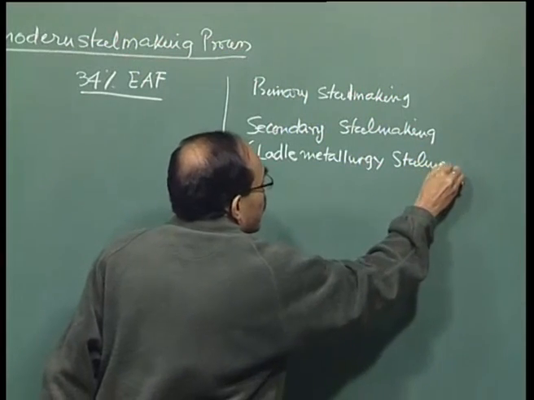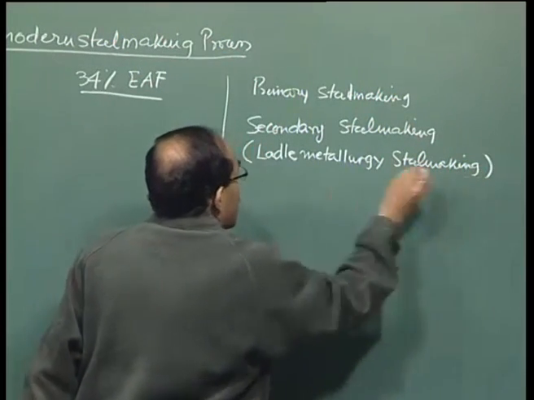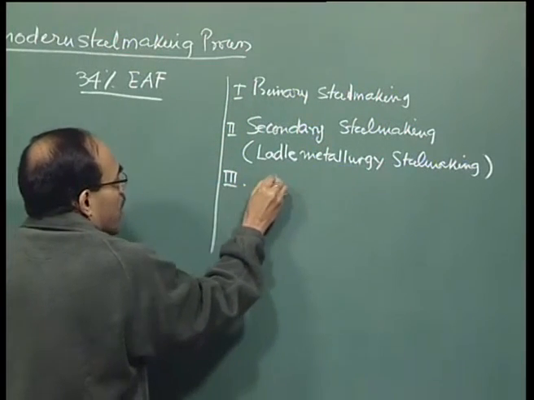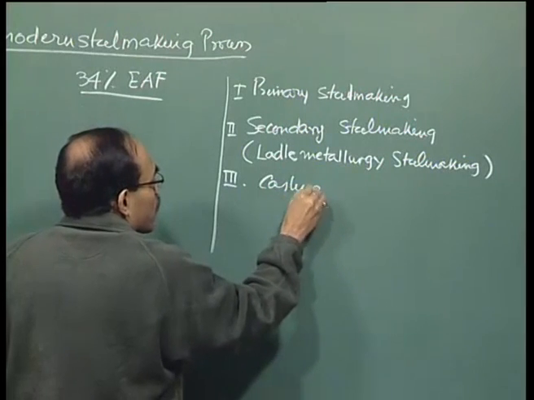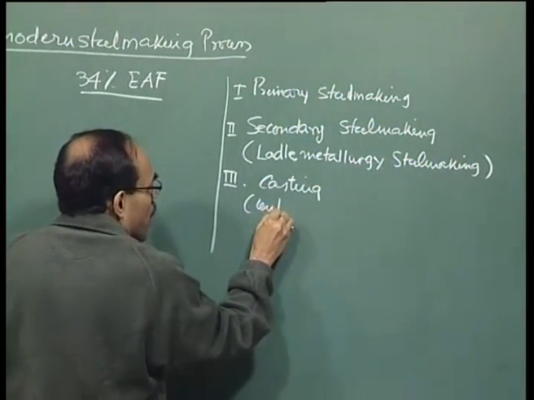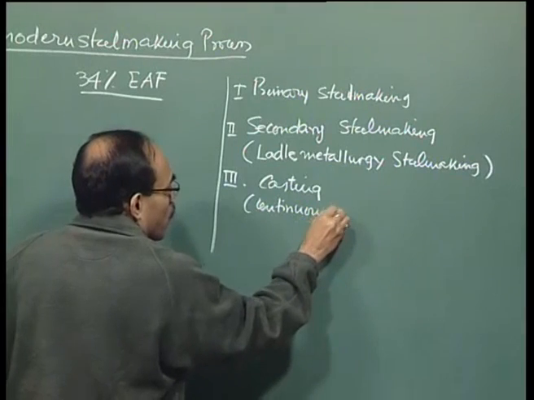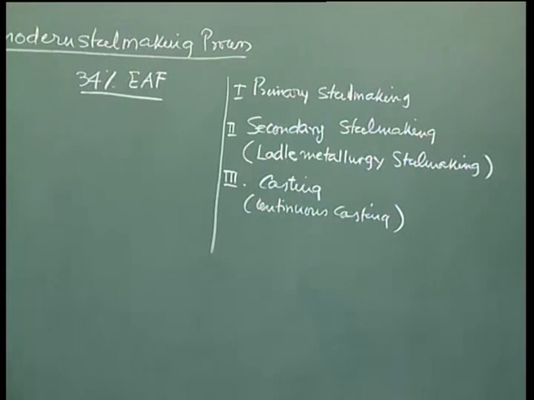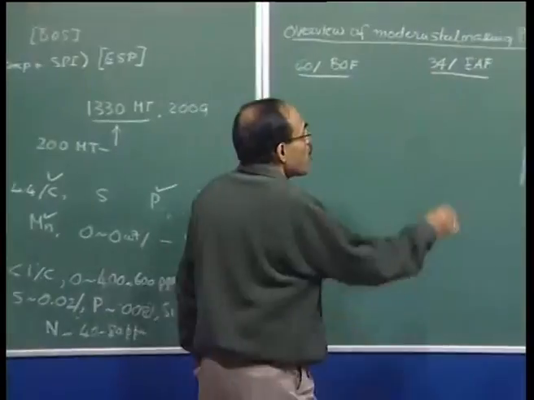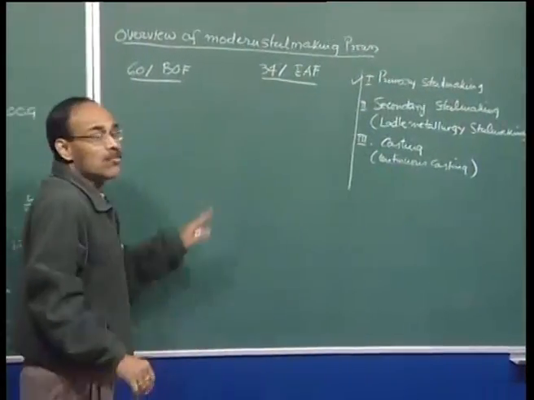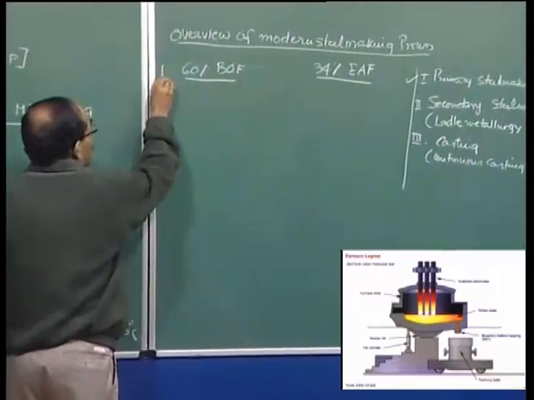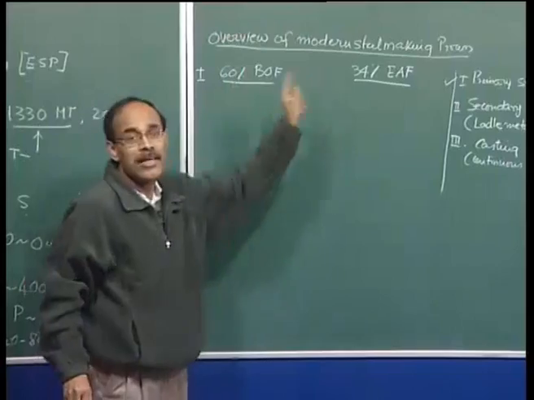And finally, we have casting, and when you talk about casting, we talk primarily about continuous casting. So, these are the components of modern day steel making circuitry. When you talk of primary steel making, we have two predominant routes, which is 60% BOF and 30% EAF.